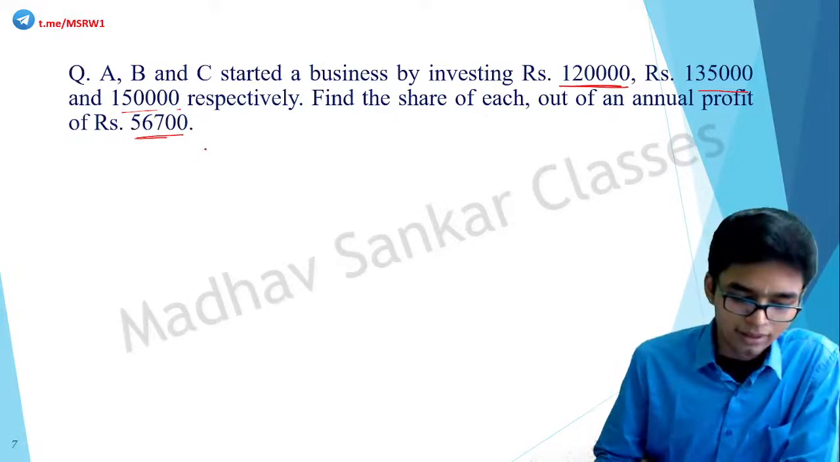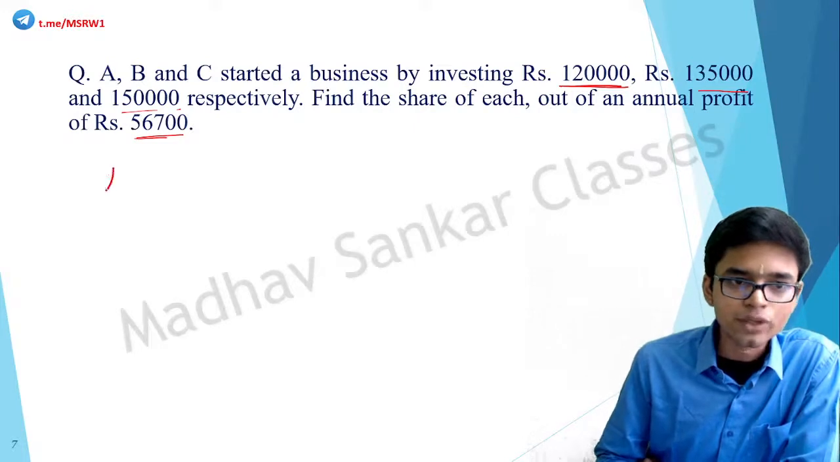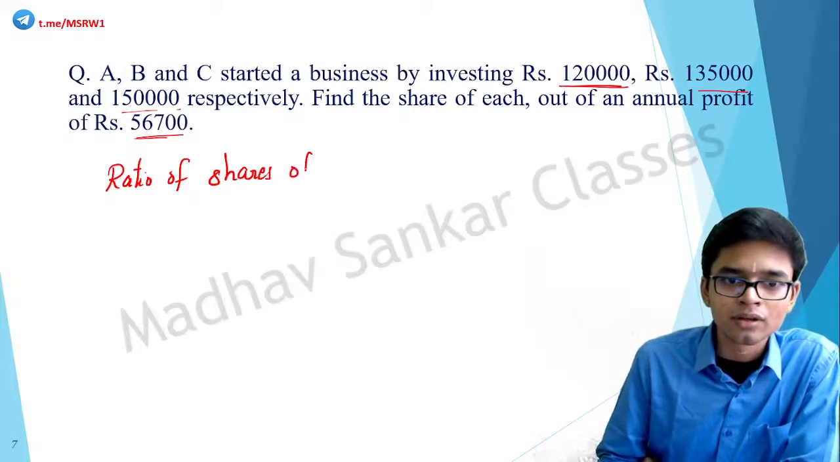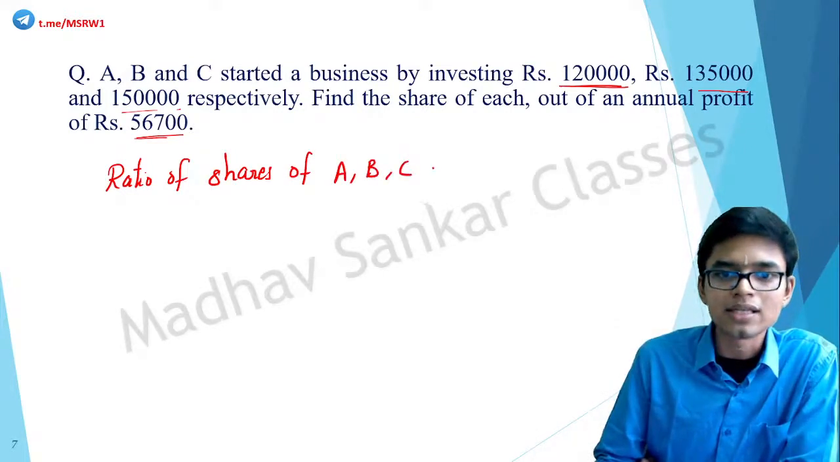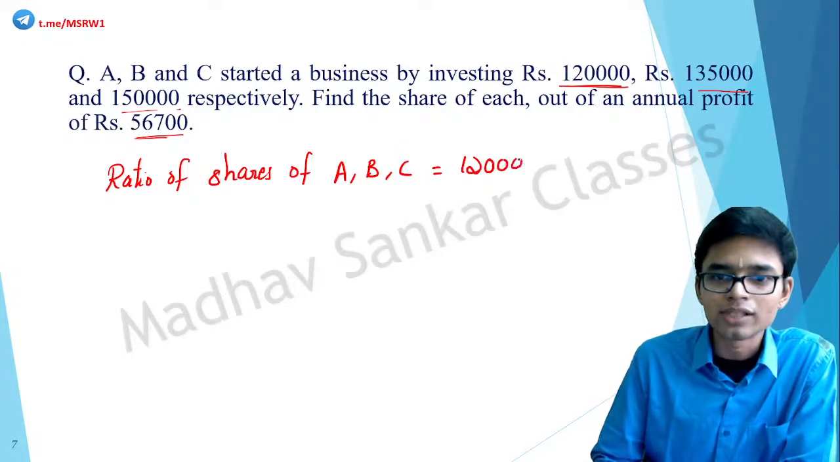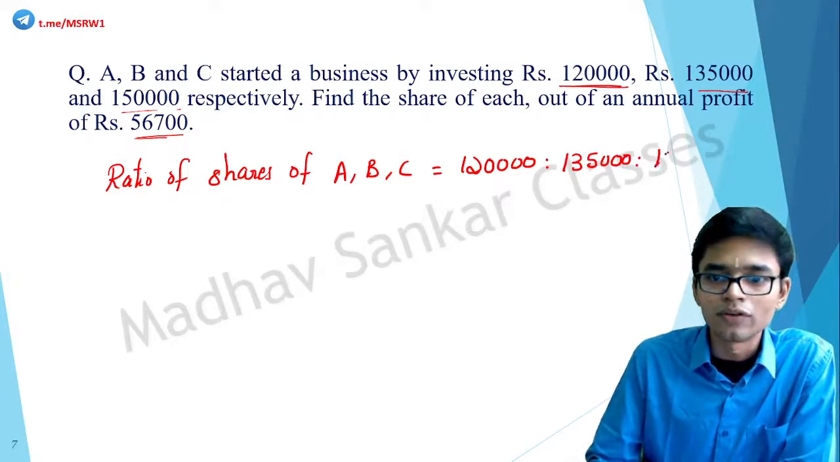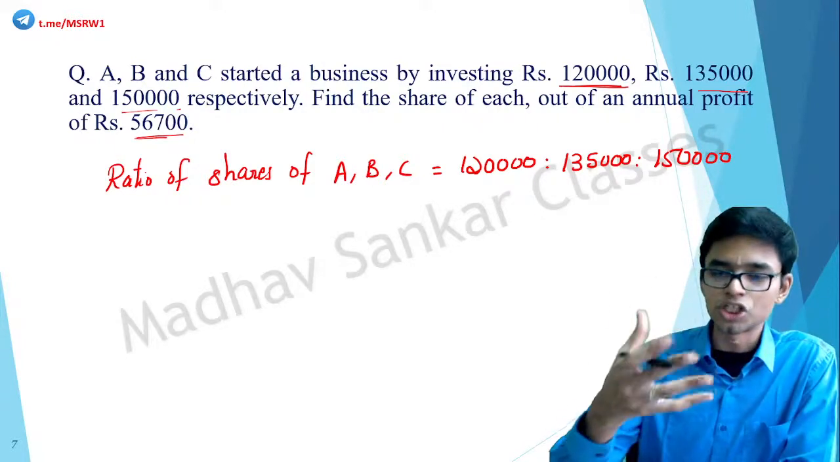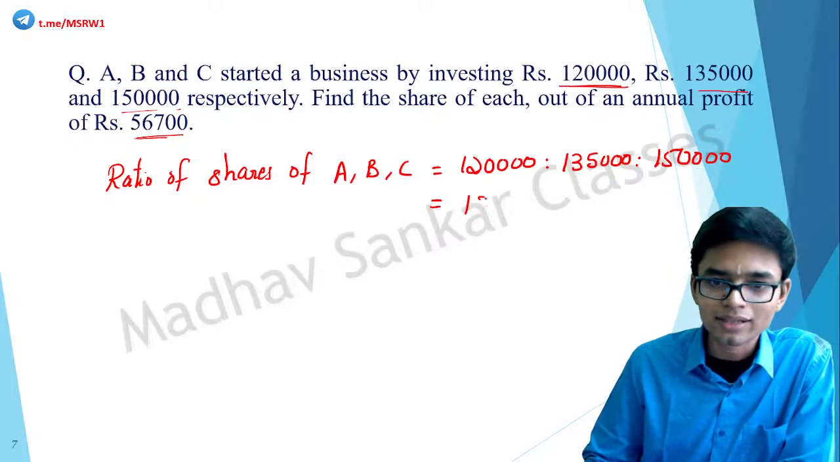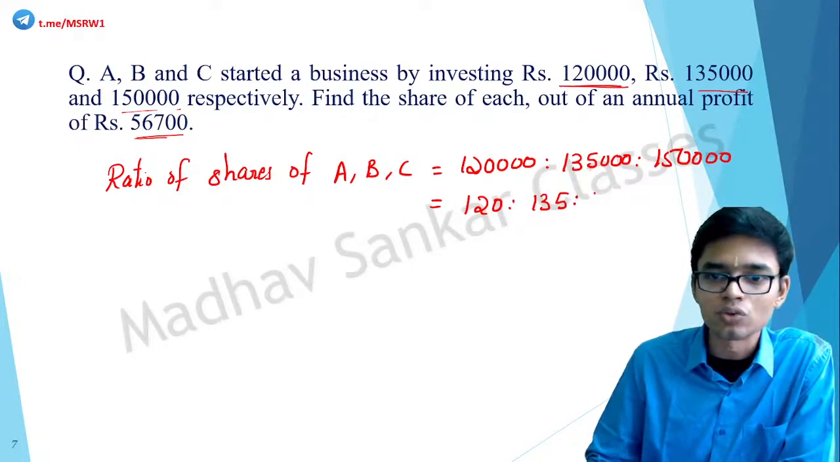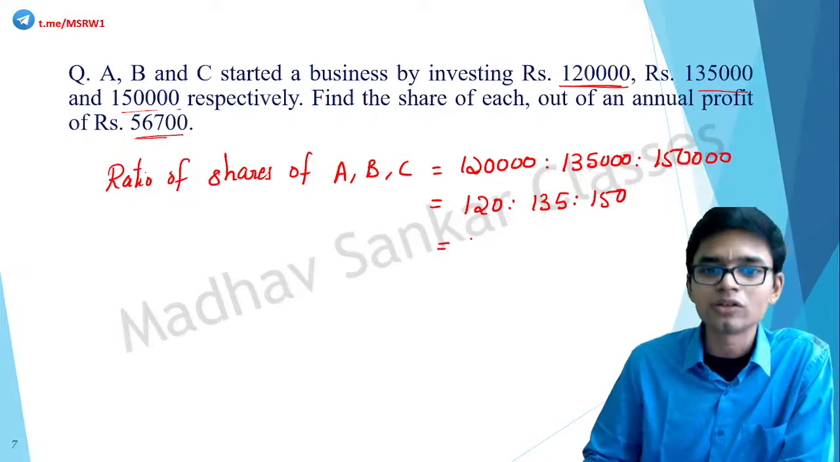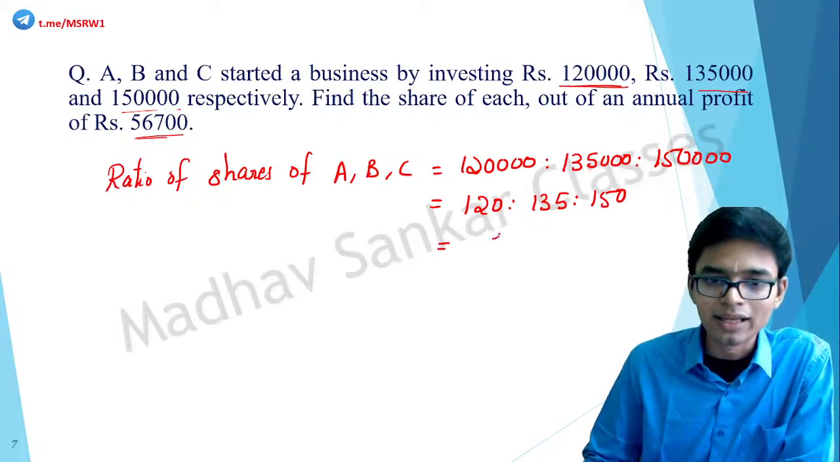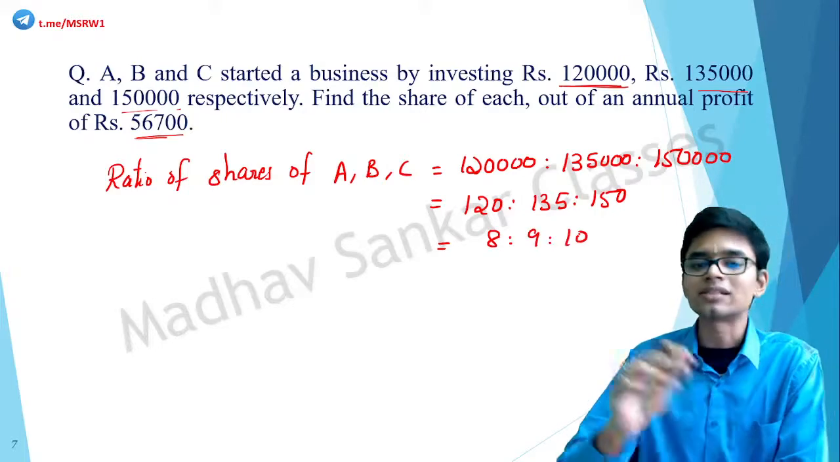So let's do it. Ratio of shares of A, B, C is equal to 1,20,000 is to 1,35,000 is to 1,50,000. Clear? So we can reduce these huge numbers into simpler forms and write as 120 is to 135 is to 150. We can again reduce this by 15 and we can write it as 8 is to 9 is to 10. So this is the simplest terms.